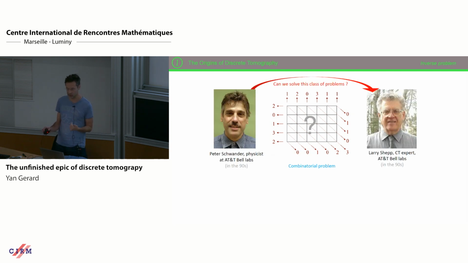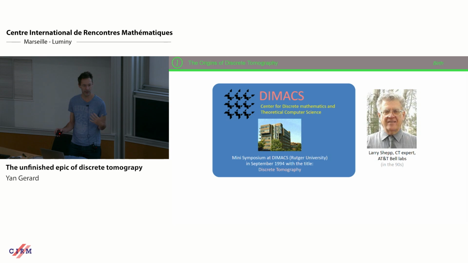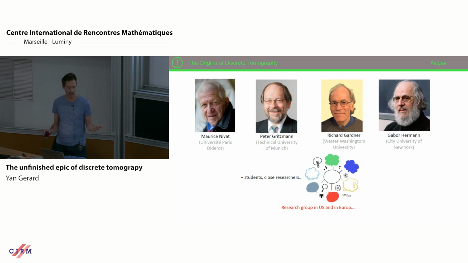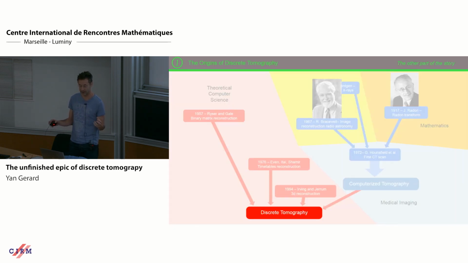Then he asked the question to an expert of computerized tomography, Larry Shepp. Larry Shepp thought, oh, I'm not able to solve this problem, I don't have the tools for this. Then he organized a mini symposium at IMA, and he called it discrete tomography. That's the origin of the name. Then several research groups in the US and Europe started to work on this question: Maurice Nivat, Peter Gritzmann in Germany, Richard Gardner, and also Gabor Herman in the US. And then we have the birth of the field of discrete tomography.